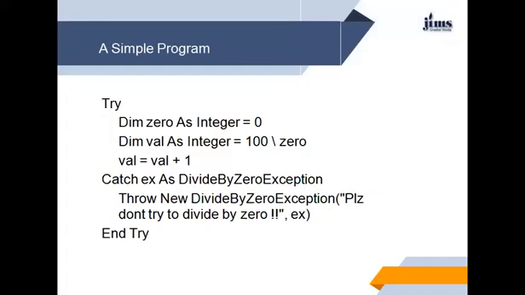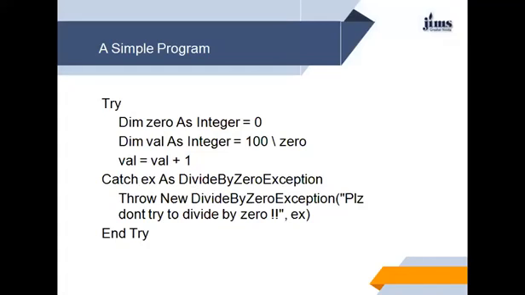Now we'll see a very simple program for the throw. So here again we are using a try block. In the try block we are writing Dim val, which will be a variable of integer type. Here we are assigning 0 to the variable, Dim val as integer. Here we are again doing the same thing, 100 by 0. We are dividing the number 100 by 0, and again we are making val equal to val plus 1. Catch ex as DivideByZeroException.